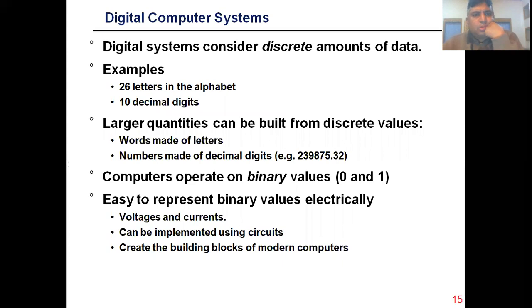Okay, next, when we design a digital computer, what we design is basically discrete amounts of data: 26 letters of the alphabet, 10 decimal digits. These are the quantities which we design in a computer. Large quantities can be built from discrete values, such as words made of letters or decimal digits. A computer can operate on binary values, and it is easy to represent binary values electrically. We can use voltages to represent binary values.